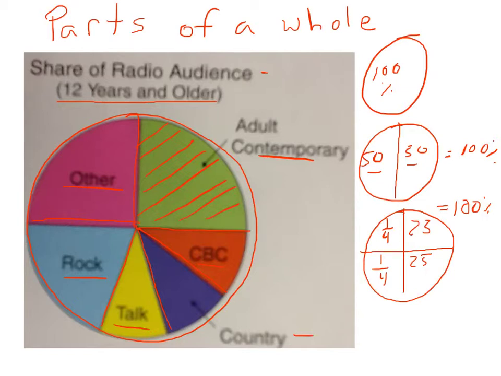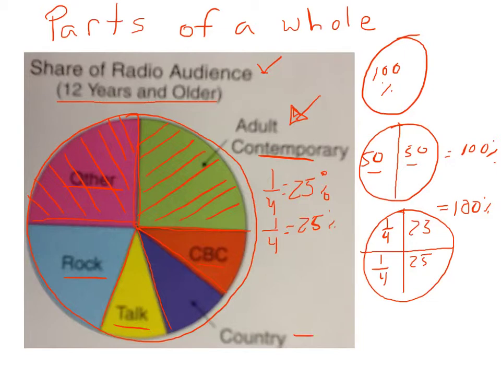I can tell by its size that it equals a quarter of the circle, which equals 25% of the people who answered this survey of share of radio audience. 25% of them said adult contemporary. If we continue to look a little more closely, the other choice, other, is exactly the same size. It's a quarter as well, and so 25% of the people who answered this survey said other choices besides the ones that were given to them, which also equaled a quarter of the circle, another 25%.